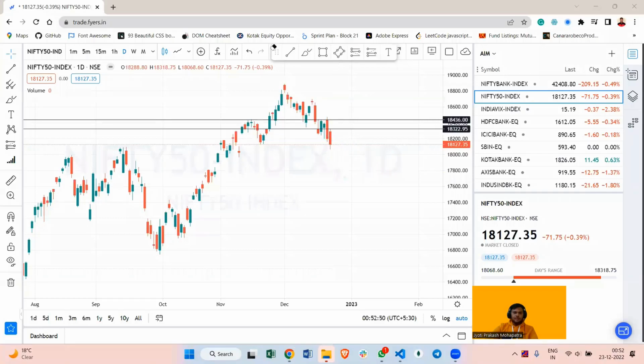But if it opens gap up around 18,000, then we're going to wait for 15 to 20 minutes, because previously it took support from that 18,000 level. So it may act as a support level. So we're going to wait if it opens gap up around 18,000.